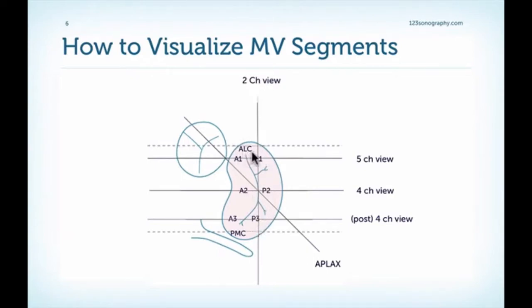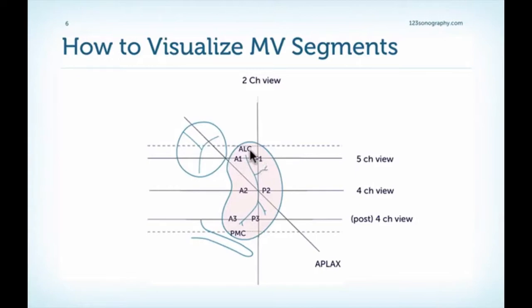So the anterolateral commissure and the posteromedial commissure. That's why the two-chamber view can also be called the commissural view. If you now tilt the transducer more cranially and you hit the aorta, you will have the five-chamber view. In this case, you will see the anterolateral portions of the valve, in other words, A1 and P1.